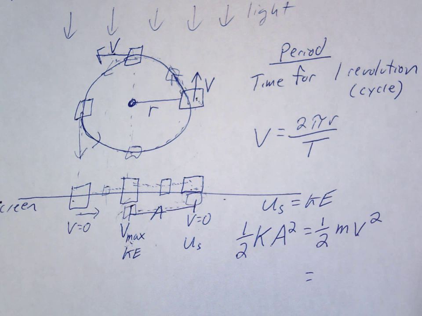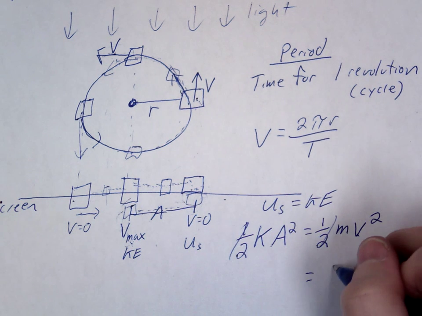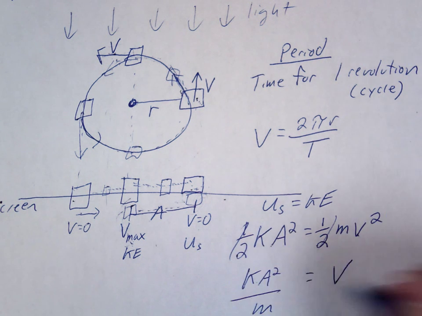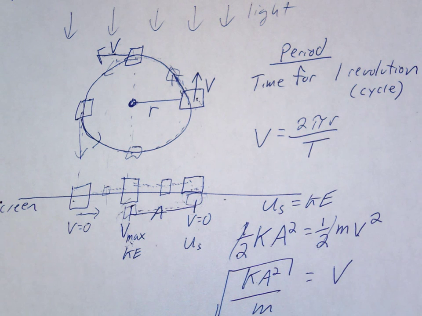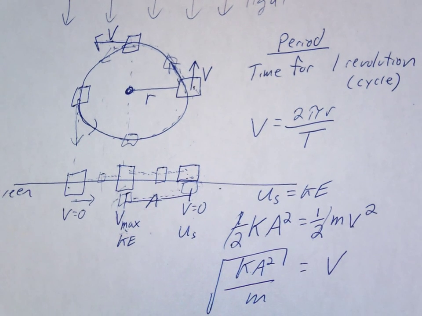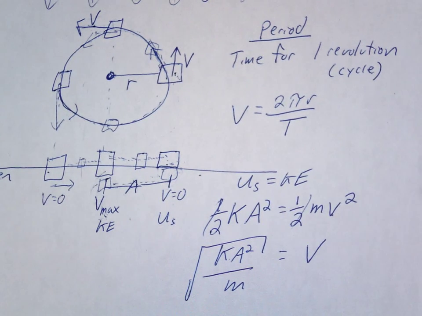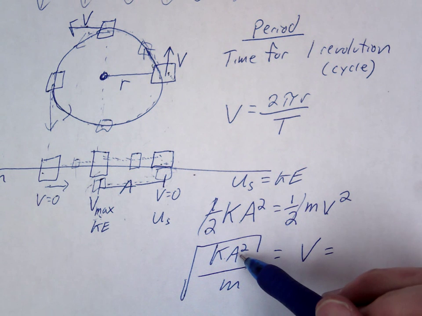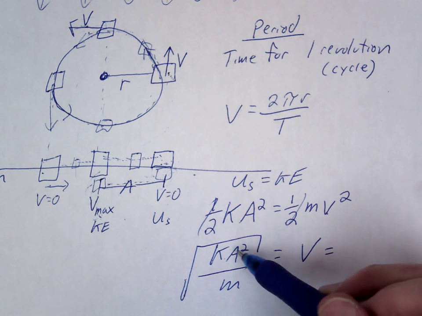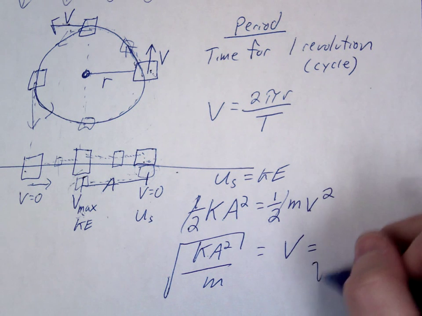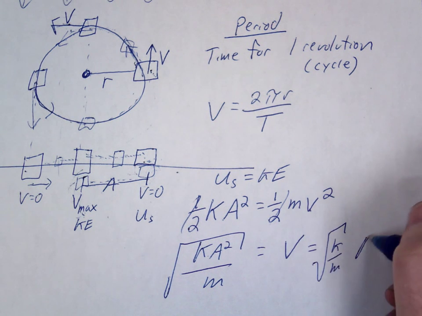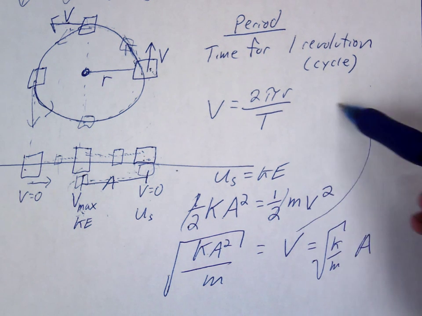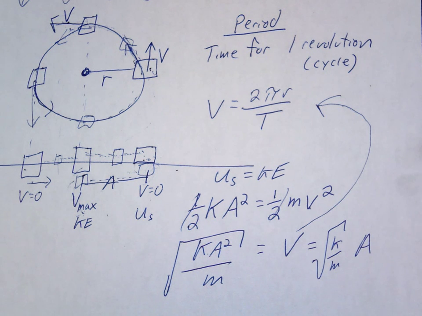So anyways, if we rearrange this, we're going to get v equals the square root of ka squared over m. A lot of times I'm going to pull out the a here. What's the square root of a squared? A. So I'm going to write this as the square root of k over m times a. And now let's set these two v's equal to each other.